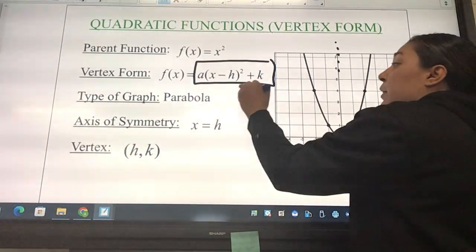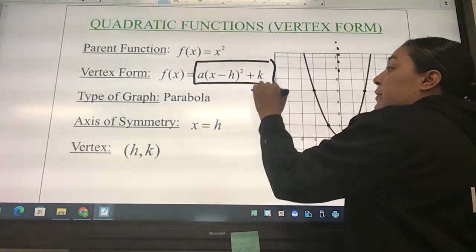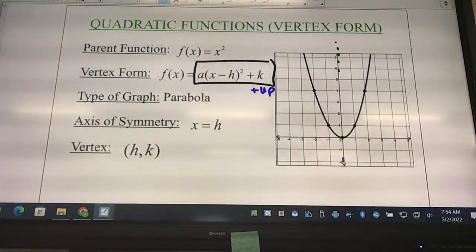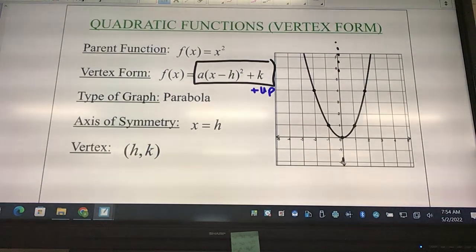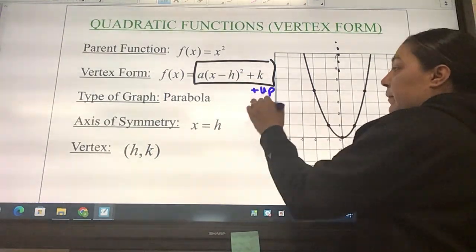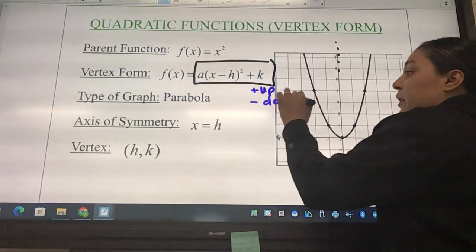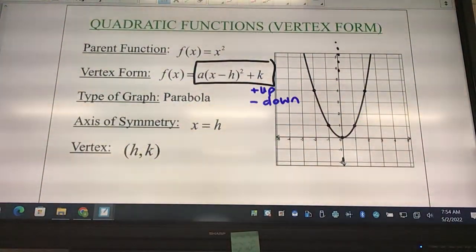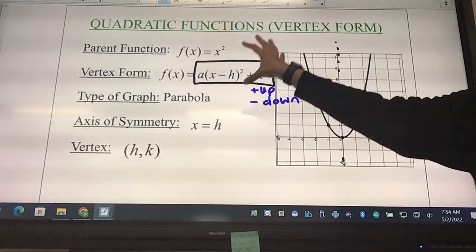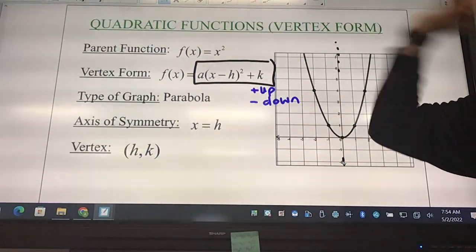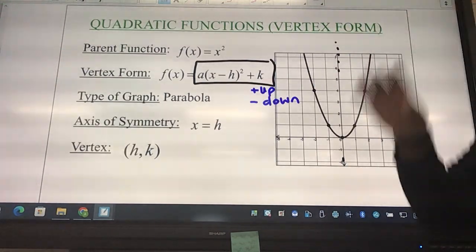If it is a plus, that means that the graph goes up K units. So if it says plus 4, it goes up 4. If it says minus, what do you think it does? It goes down K units. So if there's a minus 2, it goes down 2. If there's a minus 10, it goes down 10. You cannot graph these without this. So if you think that you're not going to write this down, you have to. There's no way to graph it without it.